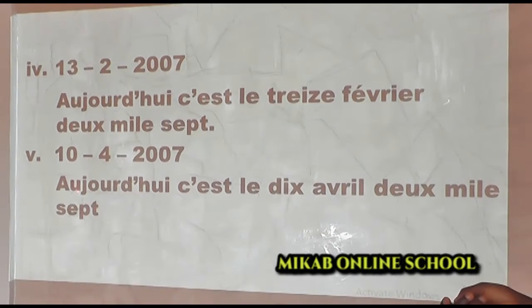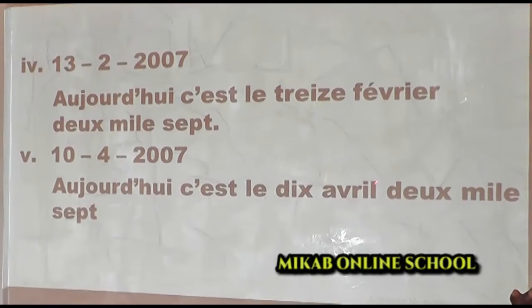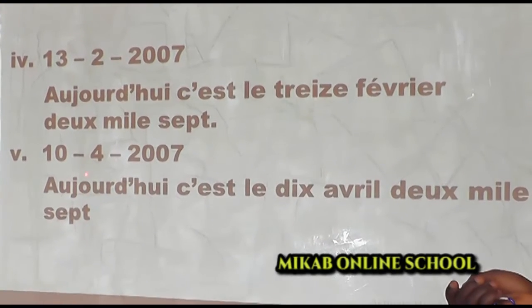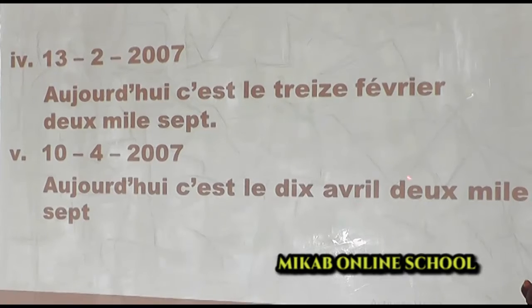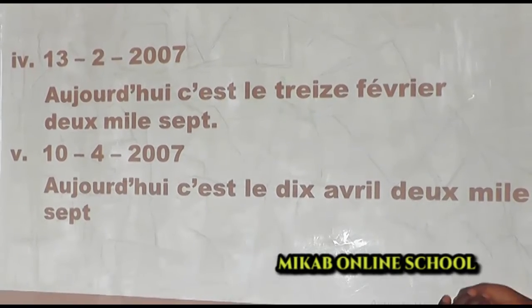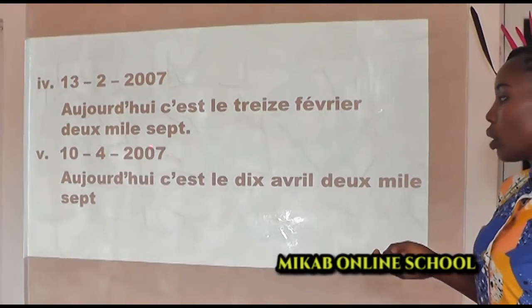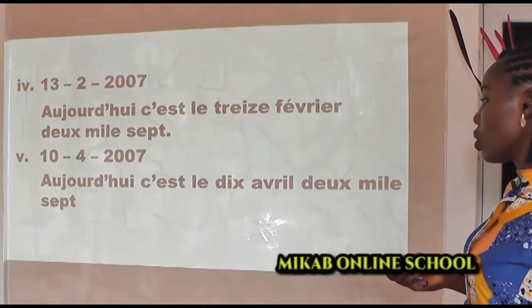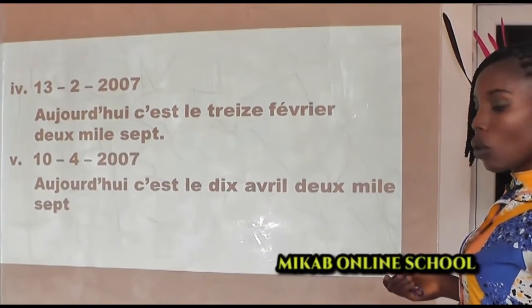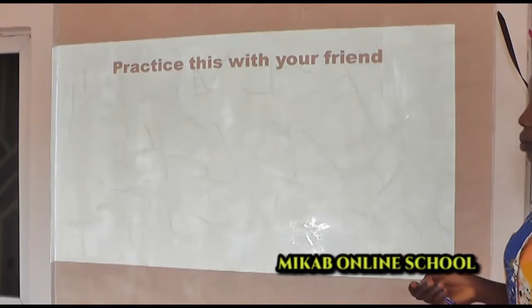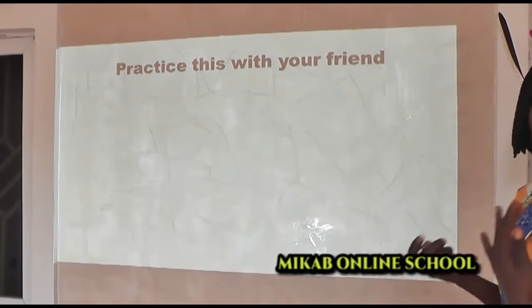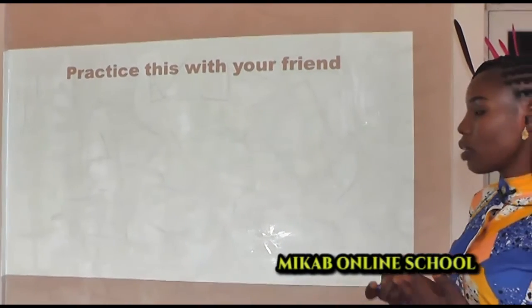Now let's say it in French. Aujourd'hui c'est le 10 avril 2007. You can repeat it again. Now you can practice with your friends at home. You can say the date very well.